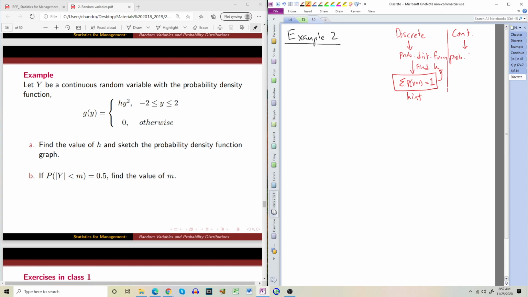Same goes for if it is continuous and they give you a probability density function and ask you to find k or some variable. Here it is the same method, but for continuous we use the integration of f(x), which should be 1. In other words, the summation of probability is also equal to 1. Use this as your hint.